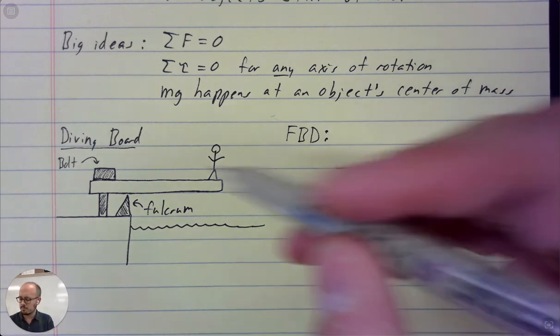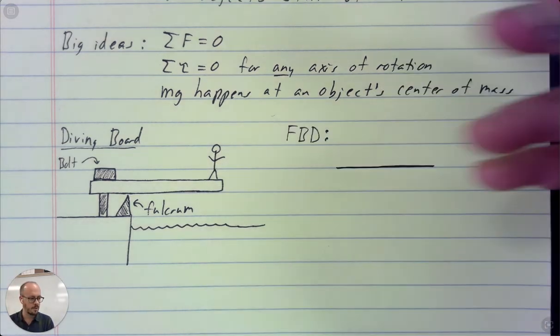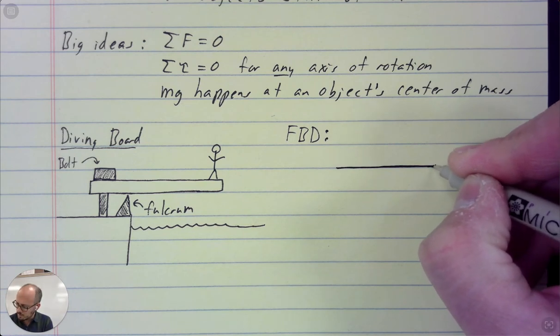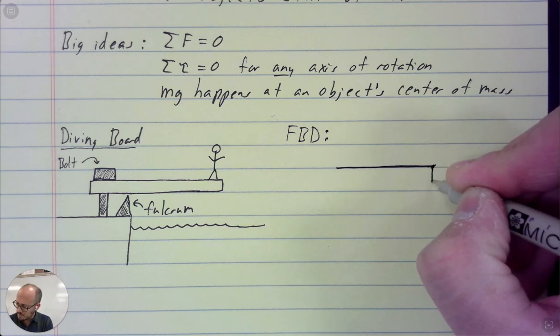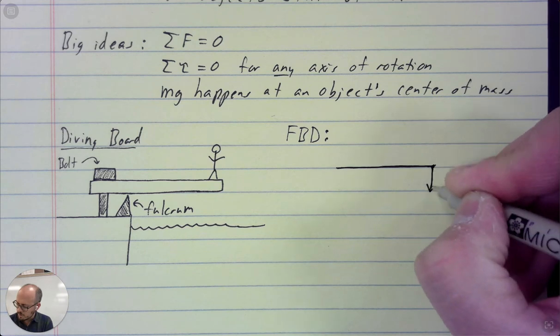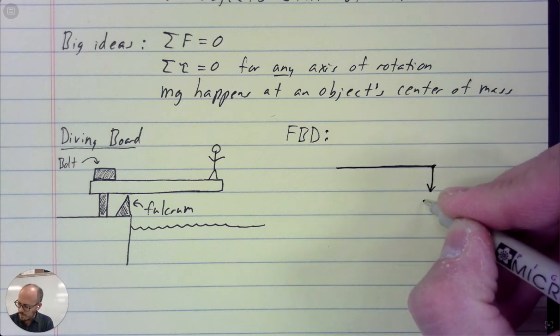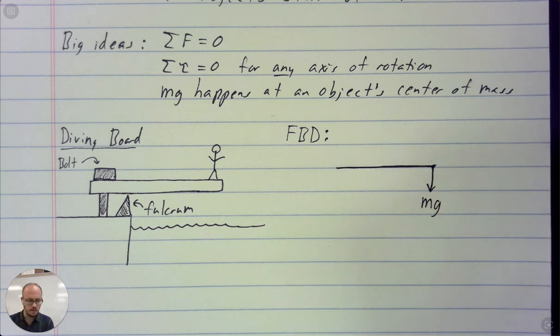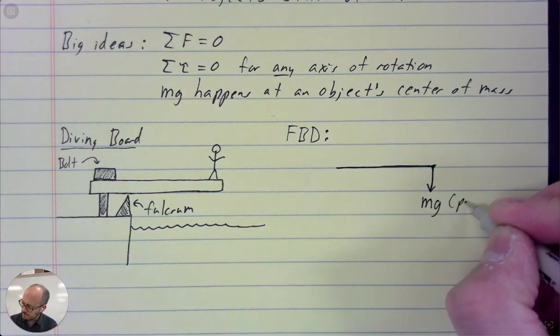Now the person is standing on the board, and so the person is pushing down, and we're going to pretend that they're right at the end. The person is pushing down on the board with a force equal to their weight. So I will have that be mg, and that is the person.